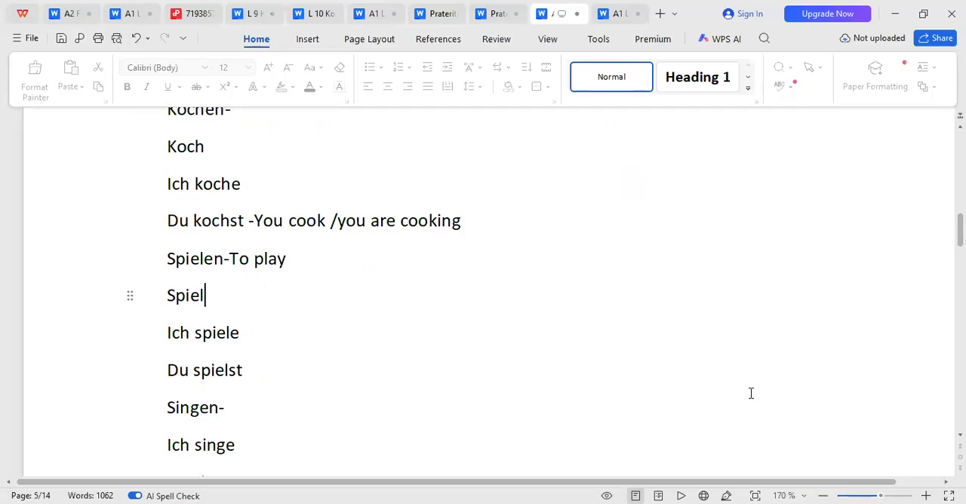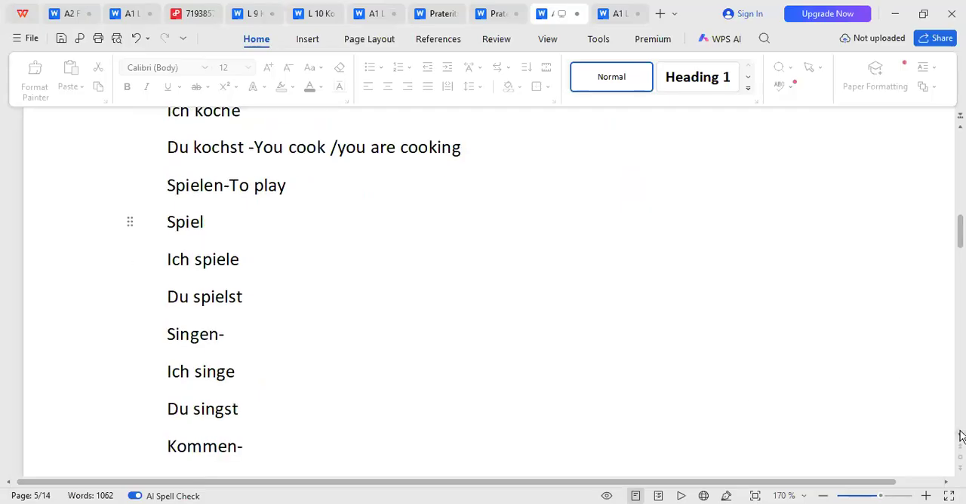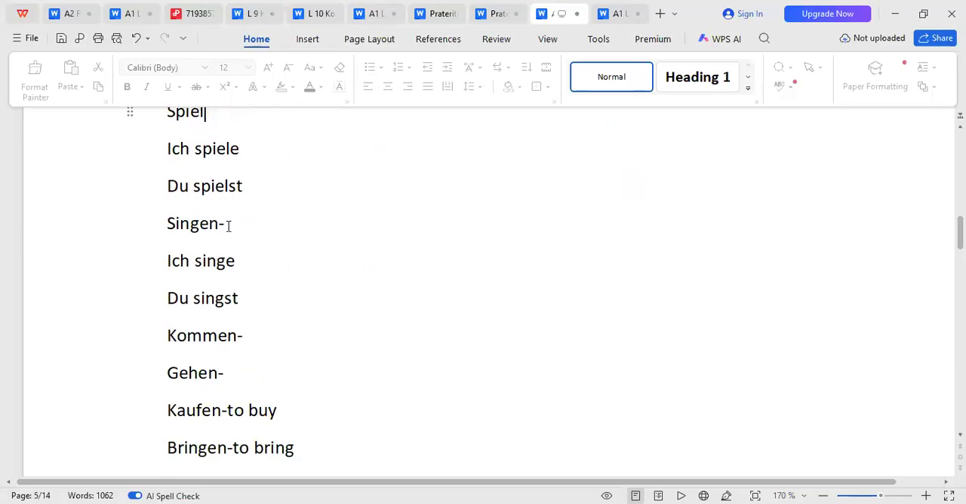If you have singen, singen means to sing. If you want to say I sing, you sing: ich singe, du singst. The rule is simple. Remove the en from the verb first. You'll remain with sing. With ich, you add an e at the end: ich singe, I sing. With du, which is you, say du singst. With du, you add an st at the end.